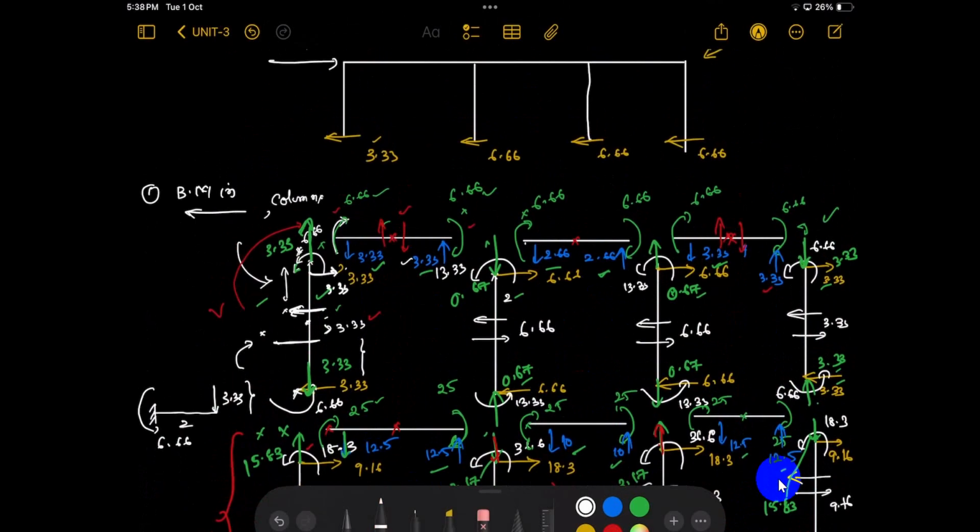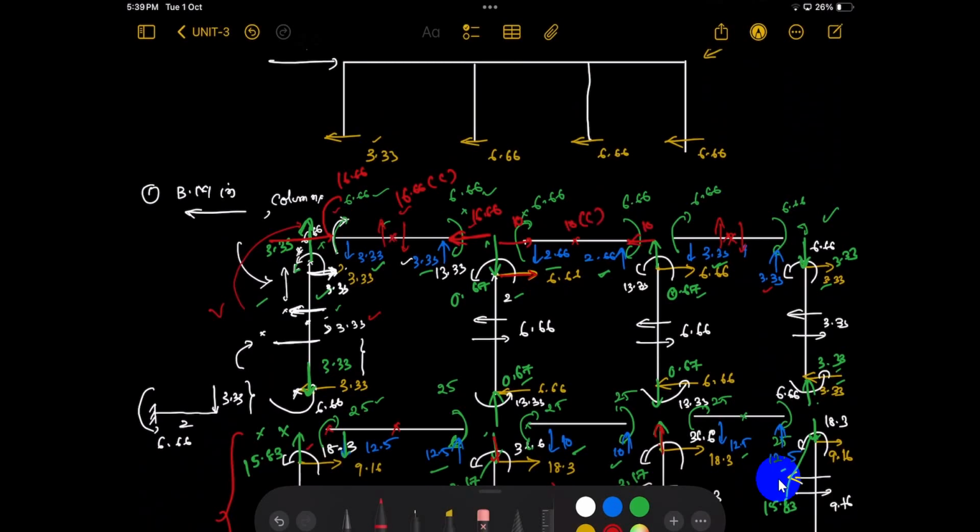We already have a force of 3.33. What is the remaining one? Remaining value 16.66. To maintain the equilibrium of the beam, not a joint, the beam, this must be 16.66. That means this is 16.66 compression. If this is 16.66, this value is 6.66. To maintain joint equilibrium, this must be 10. So that's 10 in compression.